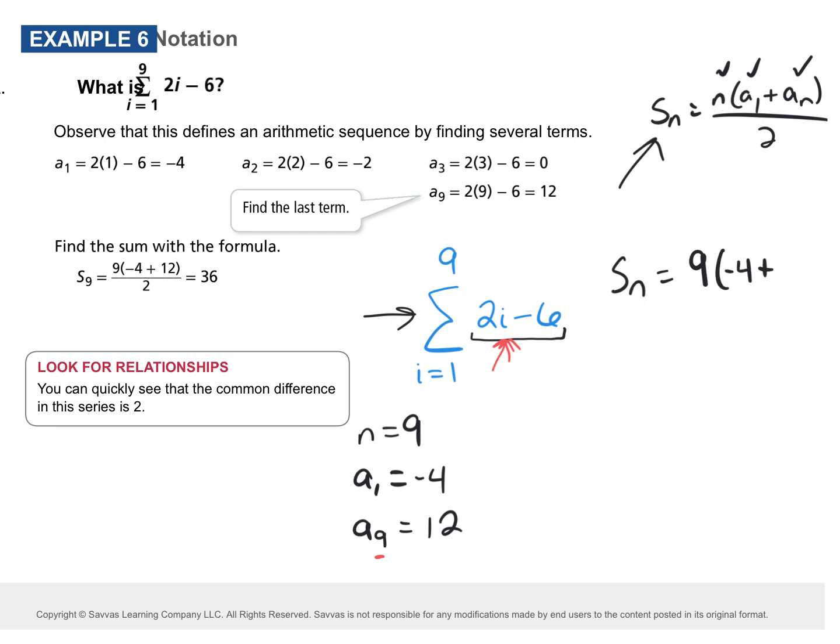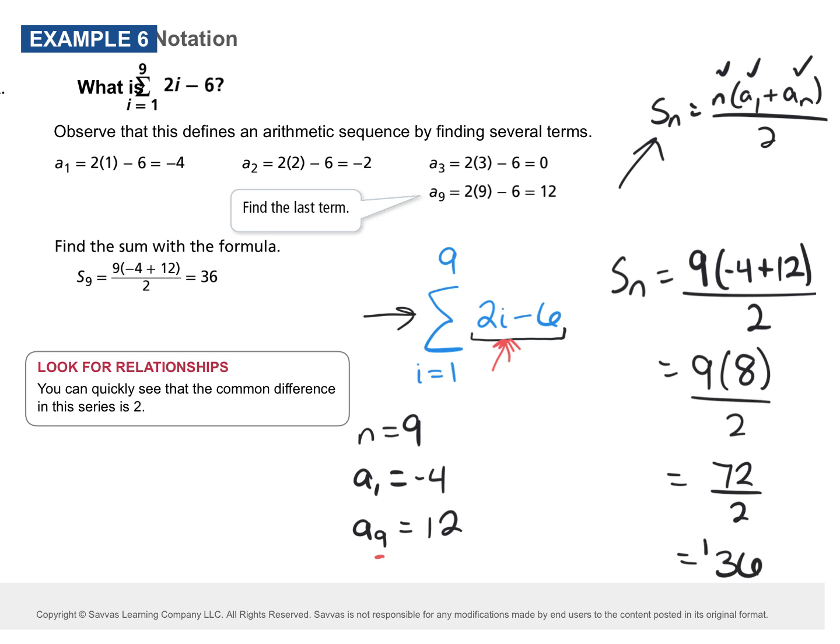plus an, 12, divided by 2. So we have 9 times -4 plus 12, which is 8, divided by 2. 9 times 8, 72. 72 divided by 2, 36. Okay. So with this sigma notation, we can find our 3 values in order to find the sum.